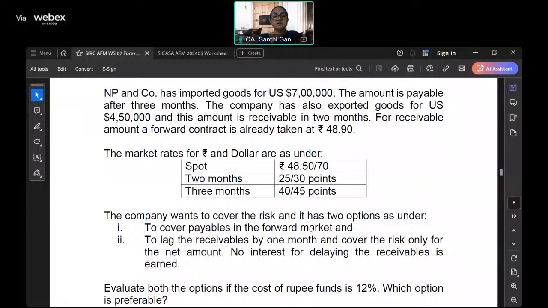This is on forward, or we discuss leading and lagging. Remember, this is about lagging the receivable. So internal hedging, the timings may not match. So how about leading or lagging to match the time? So you can try this.